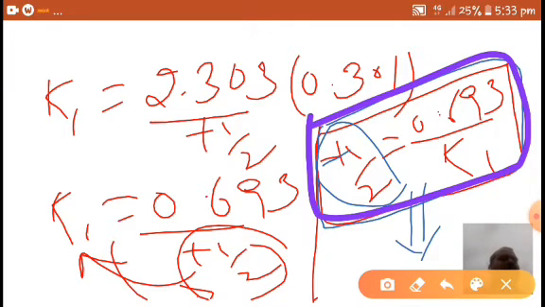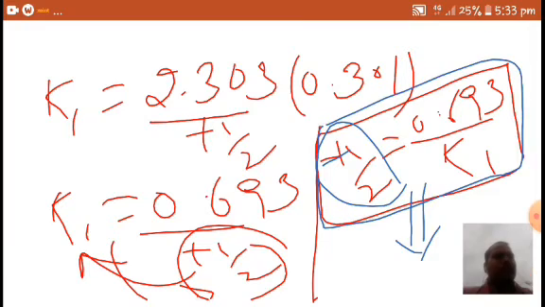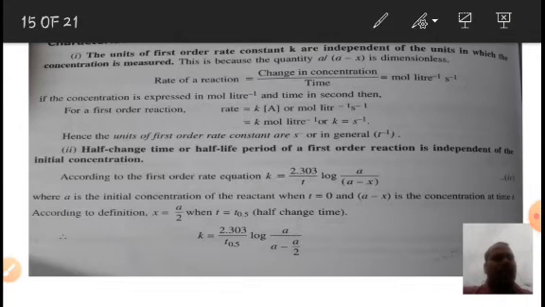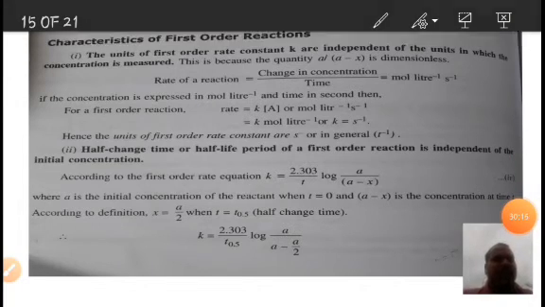From this equation we can say that the half-life of first order reactions is independent of the initial concentration of reactants. Okay, next, the characteristics of first order reactions. What are the characteristics of first order reactions?